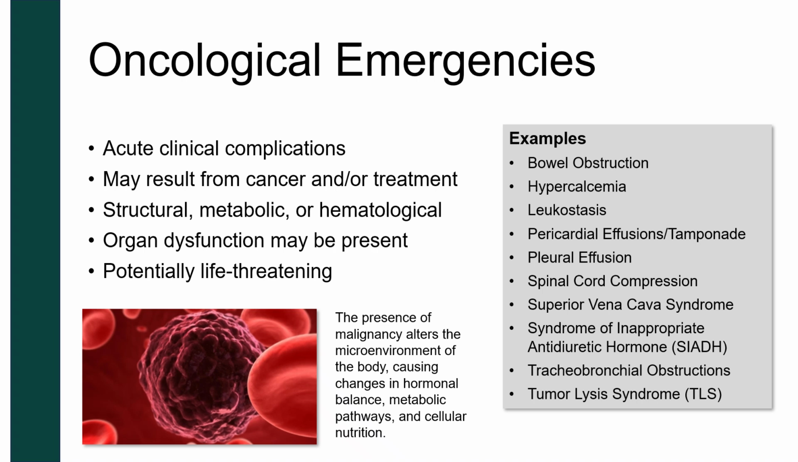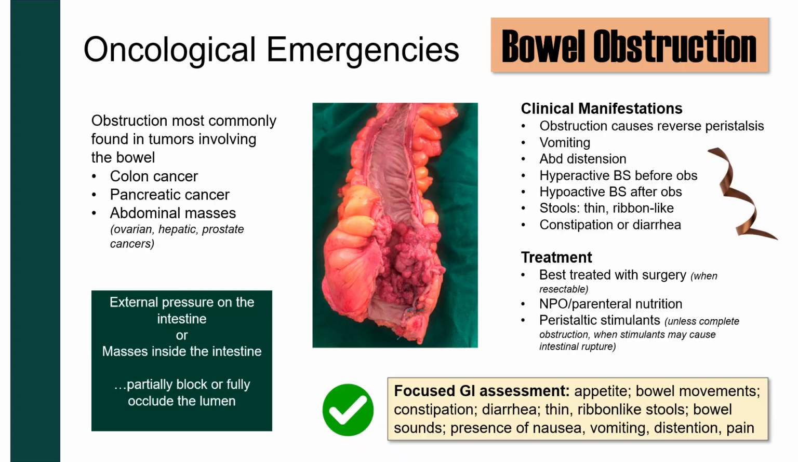And in this gray box here, you can see all of the different types. These are just some examples, and we are going to cover several of those. The first oncological emergency is a bowel obstruction.